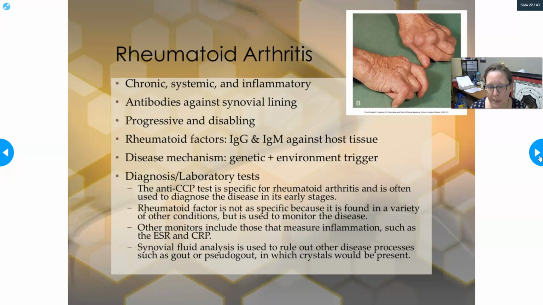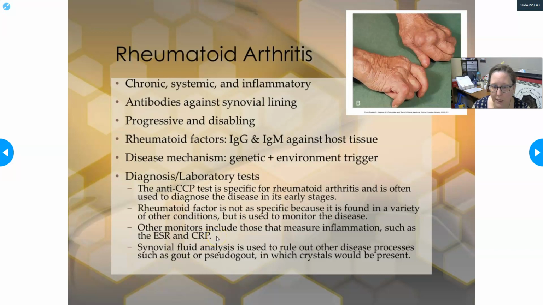And again, the disease mechanism is genetics plus an environmental trigger. And don't underestimate stress as an environmental trigger also. The diagnosis and lab tests for RA are going to be, we have the anti-CCP test. It's like a citrullinated protein. It's something that's actually in the joints. This is specific for rheumatoid arthritis and often used to diagnose the disease in its early stages. The rheumatoid factor can be done, but is not as specific because it can be found in a variety of other conditions, but it can be used to monitor the disease.